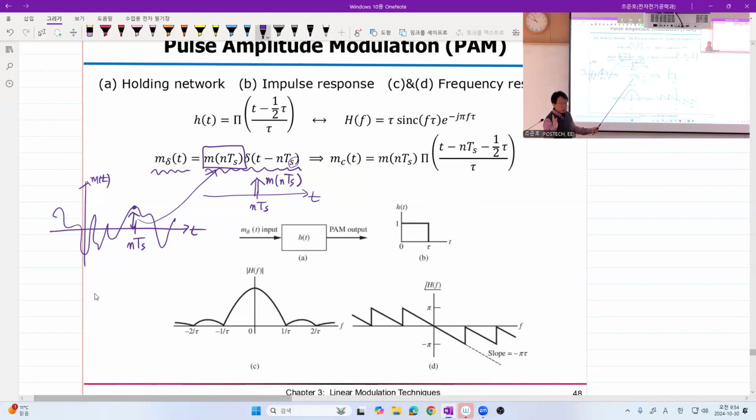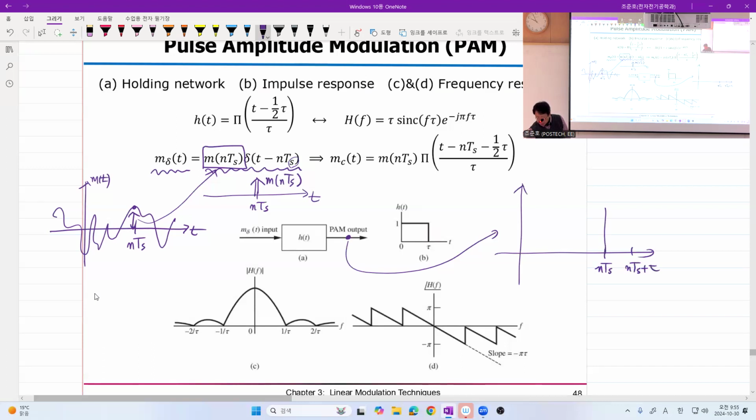So suppose you have such a delta function. Then mathematically speaking, if you apply this delta function to an LTI system with impulse response h of t, that happens to be a rectangular pulse with duration tau, what will happen? Your output becomes a delayed and scaled version of this rectangular pulse. It has height m of nts and width tau, right?